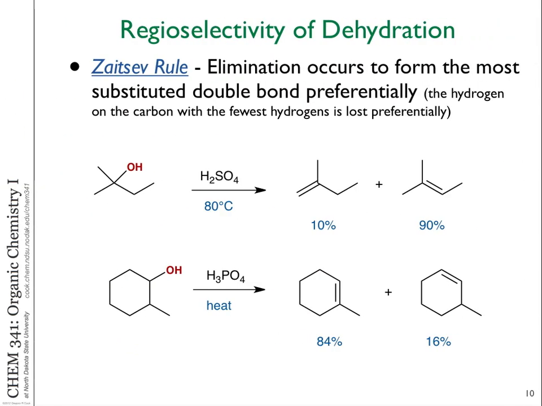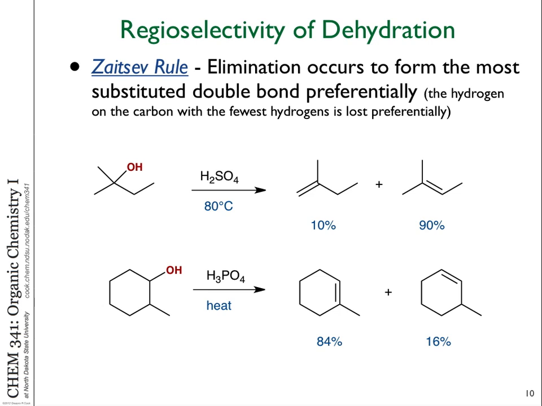Elimination reactions generally, if there's a difference, you can have possible regioisomers. Regioisomers are constitutional isomers. That is, the double bond could form from different carbons that are next to it.